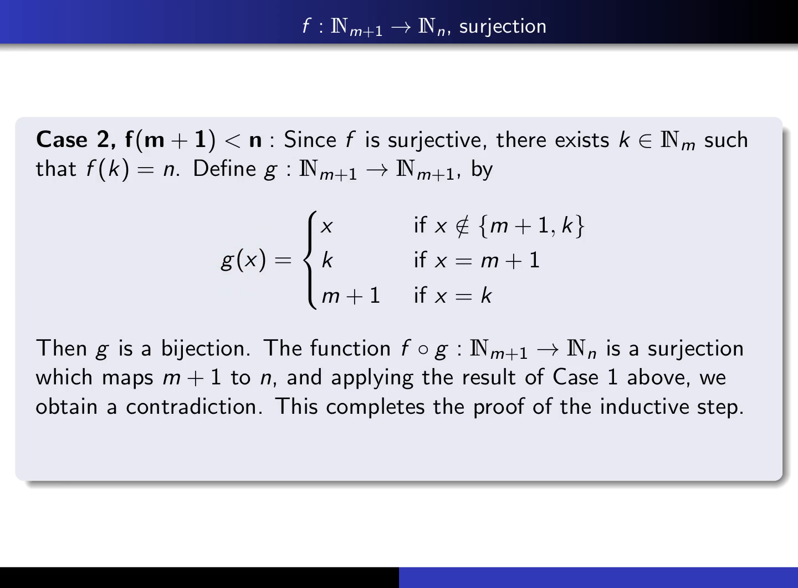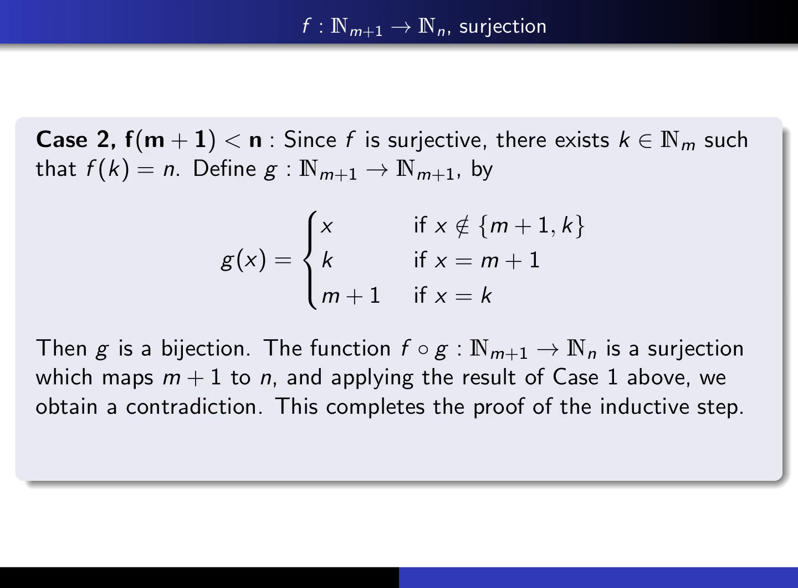g of x is equal to x if x is neither m plus 1 nor k, but if x is m plus 1, I'm going to map it to k, and if x is k, I'm going to map it to m plus 1. So essentially g is taking the elements of this set, and it's simply interchanging two of them. It's interchanging m plus 1 and k. Now look what happens. Of course, this g is a bijection. So when we compose g with f, we get a surjection, still from N sub m plus 1 to N sub n, but I claim this time m plus 1 is now mapping to n, because g takes m plus 1 to k, and then f takes k to n. Okay, so that gives us a surjection of these two sets, which maps m plus 1 to n.